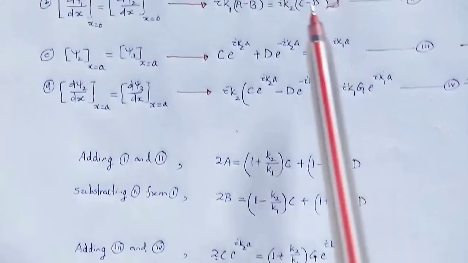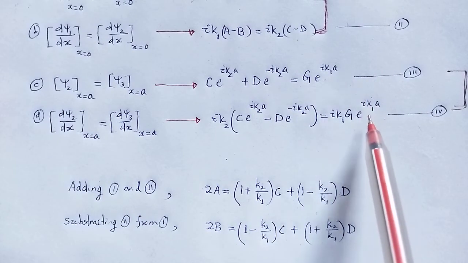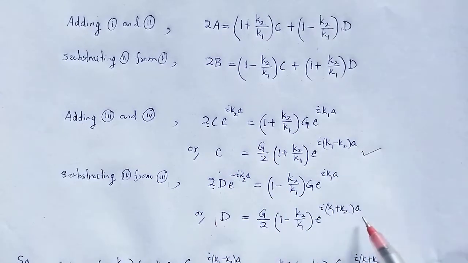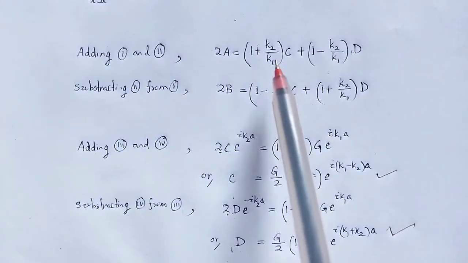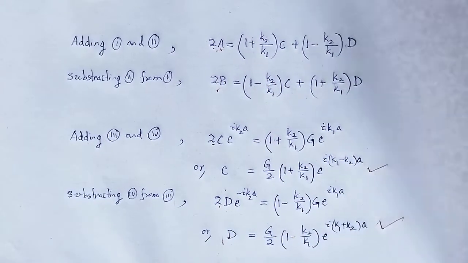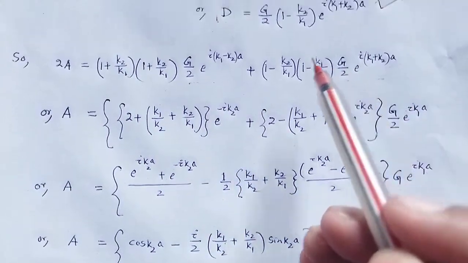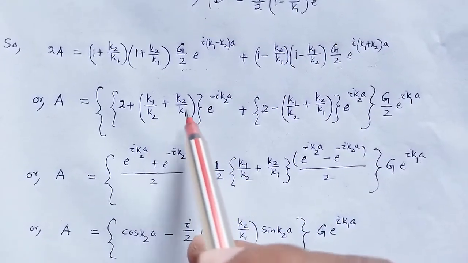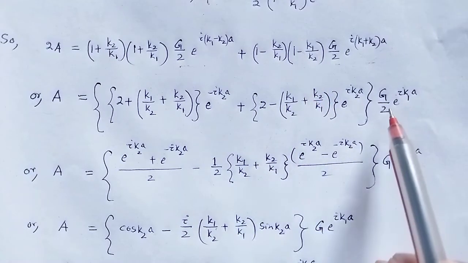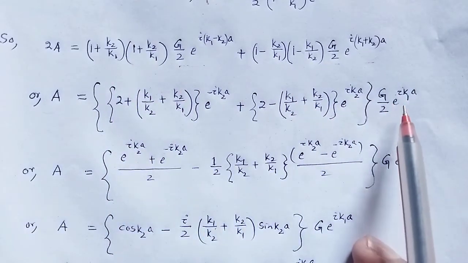For c and d, first we add these two equations and subtract equation 2 from 1, and then add equations 3 and 4 and subtract equation 4 from 3. Therefore we get the value of c and the value of d. Let us put the value of c and d in the respective equations 2a and 2b. What do we have? When we implement the value of c and d, 2a is equal to, just implement the value of c and the value of d here, and simplifying it, taking e to the power minus i k2a as common in these terms, and again in that term we take e to the power i k2a as common, and in overall terms we take g by 2 e to the power i k1a as common.